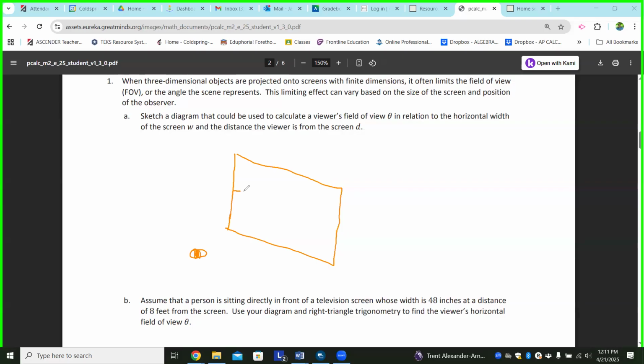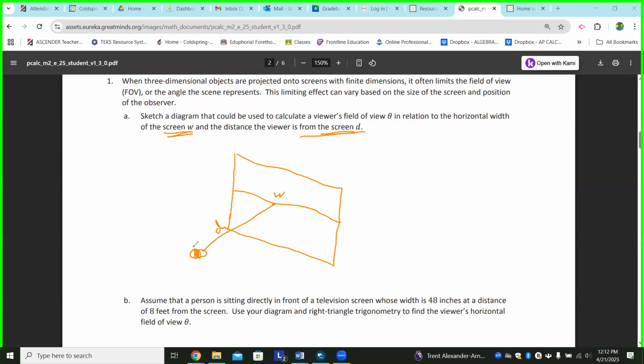This right here, again, we're going to pretend that's a straight line. It's going to be the width of our viewpoint. All right, so that is your screen width. From the eyeball to the screen, or the center of the screen, would represent the distance. So that would be the distance from the screen to your eyeball.